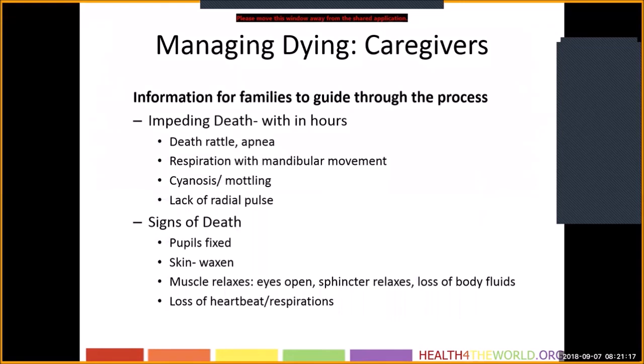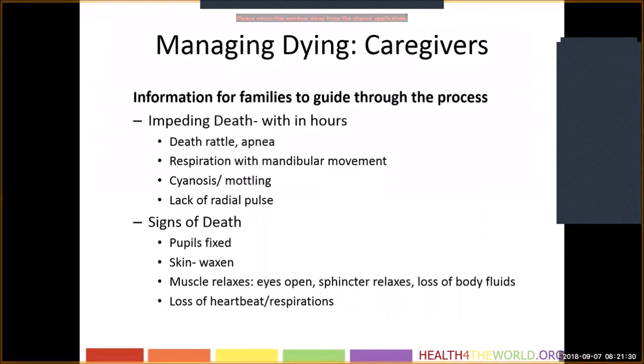Information, when you're talking to caregivers, to guide them through the process. In impending death, when death is within hours, this is when you might want to discuss the death rattle, or that there may be periods of apnea or pausing. They may start to breathe with a lot of mandibular movement, and that's really distressing for families. Prepare them for that and have a plan for that. Talk to them about what happens to the skin, because their loved ones don't look the same, and that's very frightening. And they're often feeling for a pulse, so sometimes they may notice the loss of the radial pulse as they're going through this process.